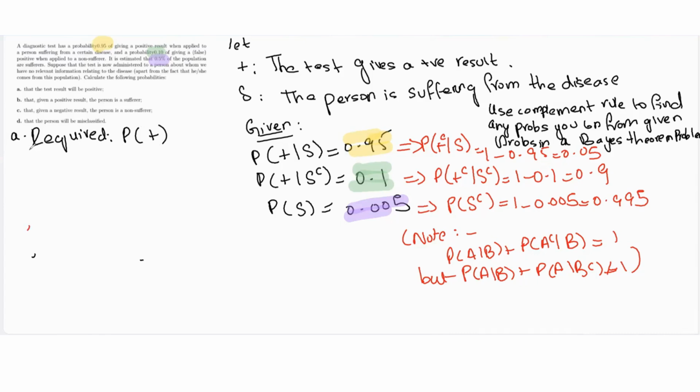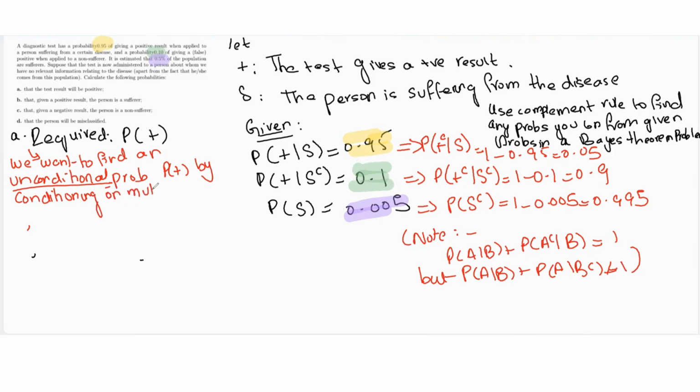Now notice over here, we want to find an unconditional probability, right? In this part, we want to find the unconditional probability the test result is positive. We're not finding a conditional probability. We want to find this unconditional probability by conditioning on mutually exclusive and collectively exhaustive events.